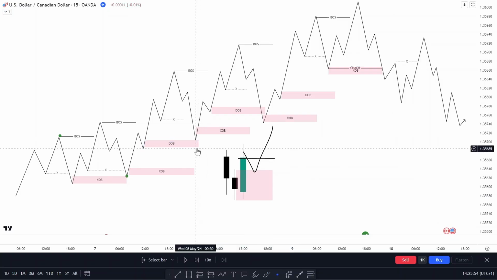After you have identified that your order block is a valid one, you now have to identify if this order block is high probability.